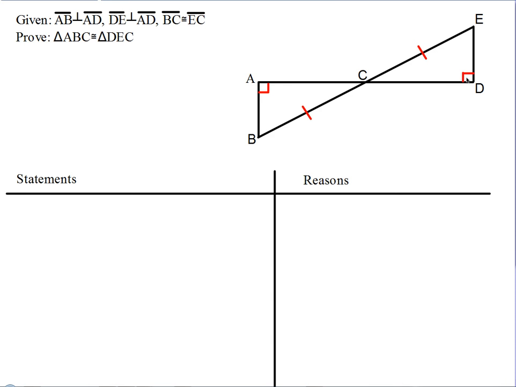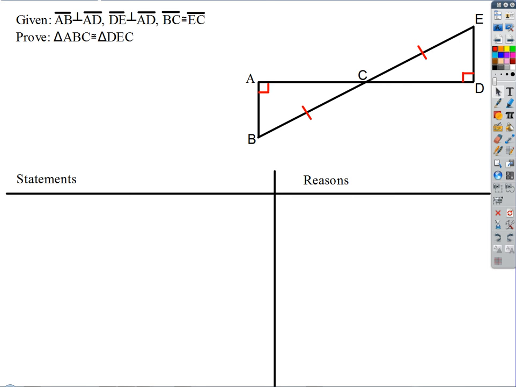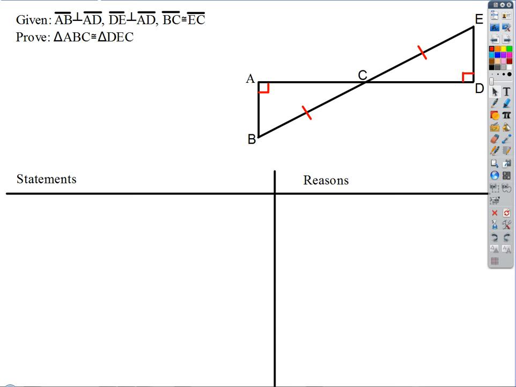We know side BC is congruent to side EC. Okay, so there are my congruence marks. And we're trying to prove the triangles are congruent. Okay? Well, let's just skip over to the drawing for a second. We'll come back and write in the statements. I guess I'll write in the given real quick first while you think about this.